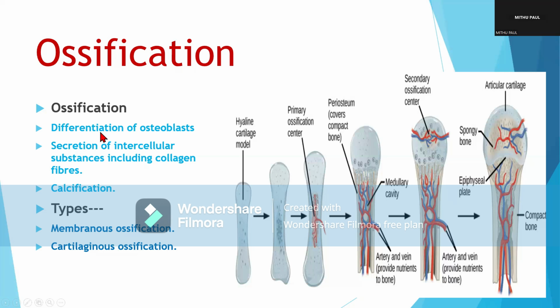Thus, calcification is a part of ossification. Calcification itself does not mean ossification. Ossification is bone cell proliferation and differentiation, intercellular matrix secretion via the osteoblasts, along with calcification of that intercellular matrix. These three factors together lead to the formation of bone. That is ossification. Now, depending on where the ossification starts, it may be membranous ossification, where the basic model is a membrane, or cartilaginous ossification, where the basic model is a cartilage.